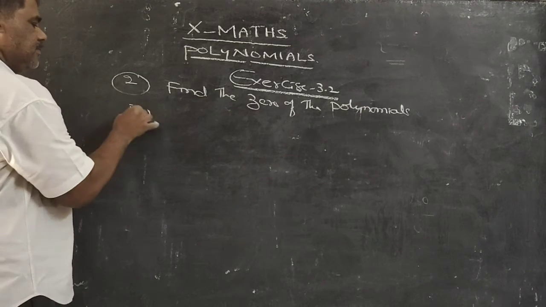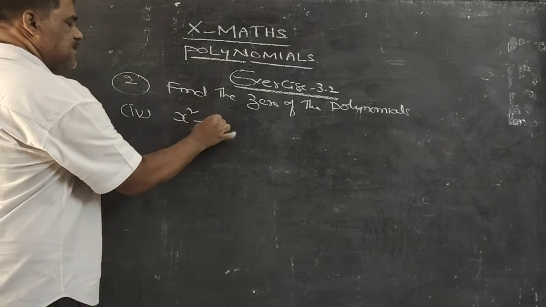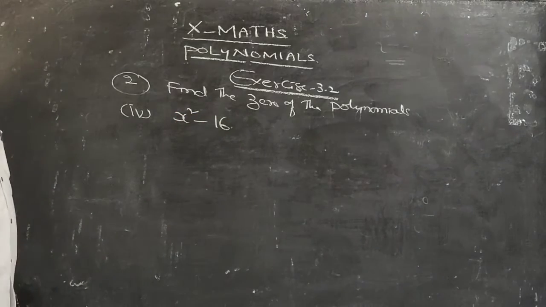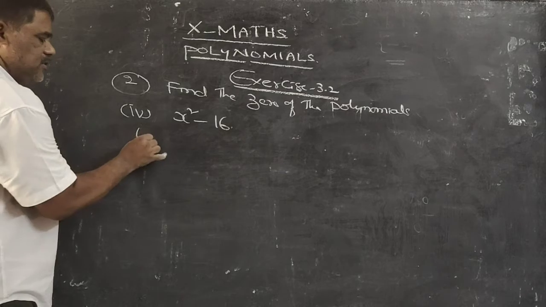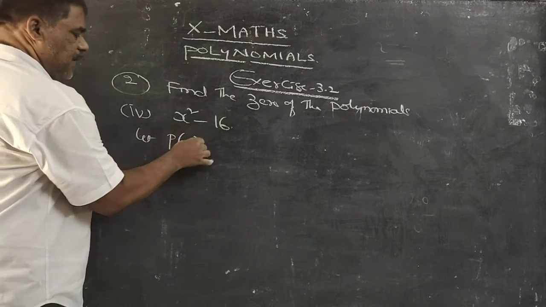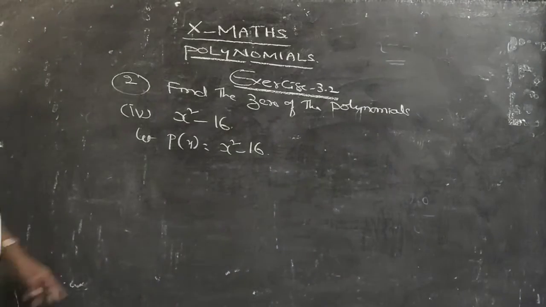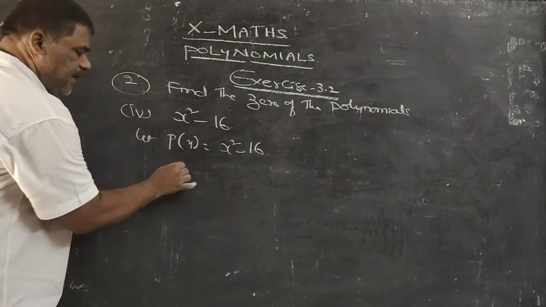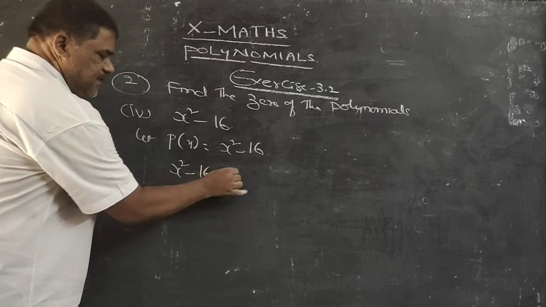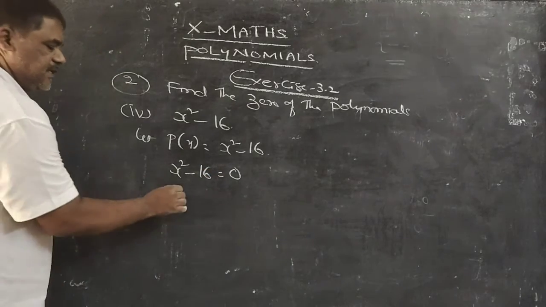Fourth one, x square minus 16. The given polynomial, you suppose as p of x first. So p of x is equal to x square minus 16. To get the zero of the polynomial, equate the polynomial to 0 first. So x square minus 16 is 0.